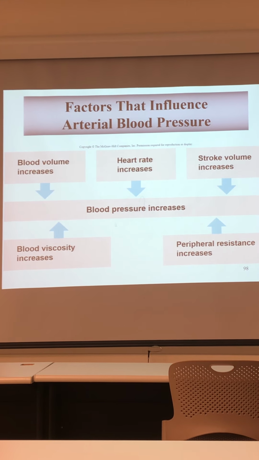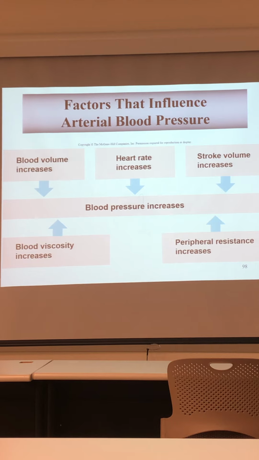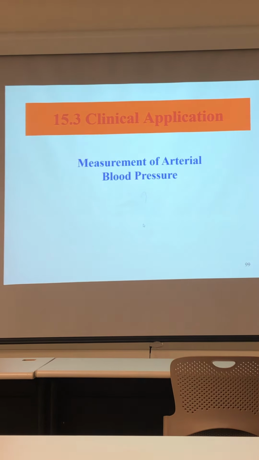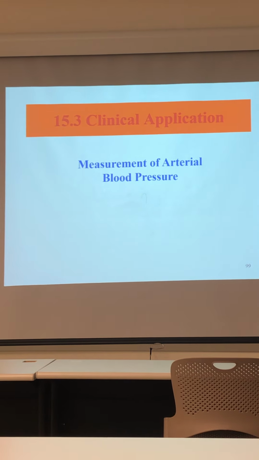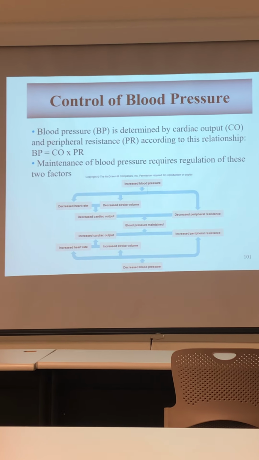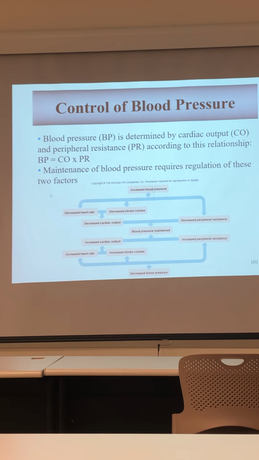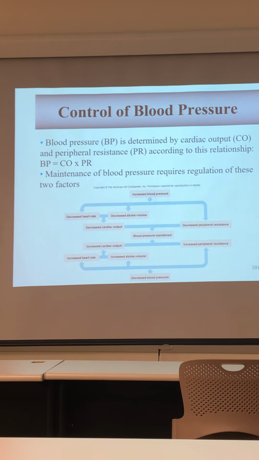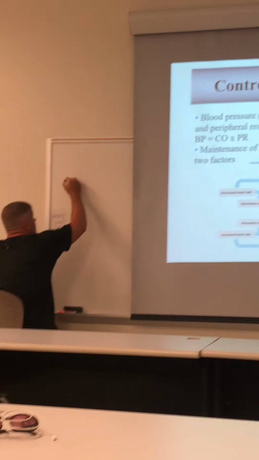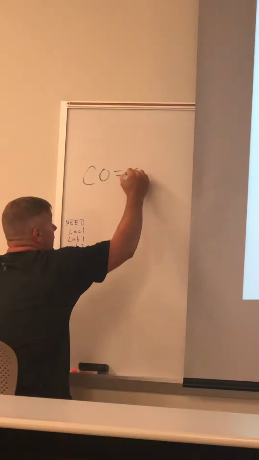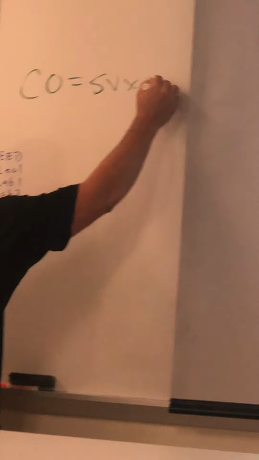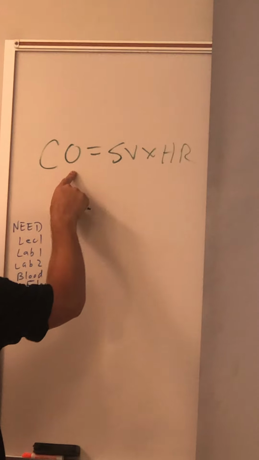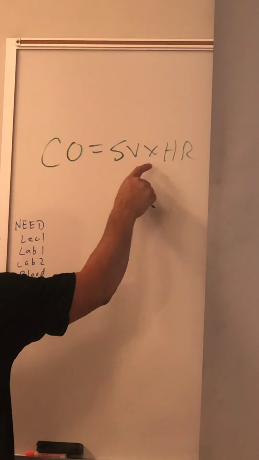This is a great flow chart. I don't think there's anything in there specifically you need to know test-wise, other than what I told you about the definition of blood pressure. There is one formula on the test. You do not have to measure anything. You don't have to calculate anything, rather. But CO equals SV times HR. This stands for cardiac output equals stroke volume times heart rate.